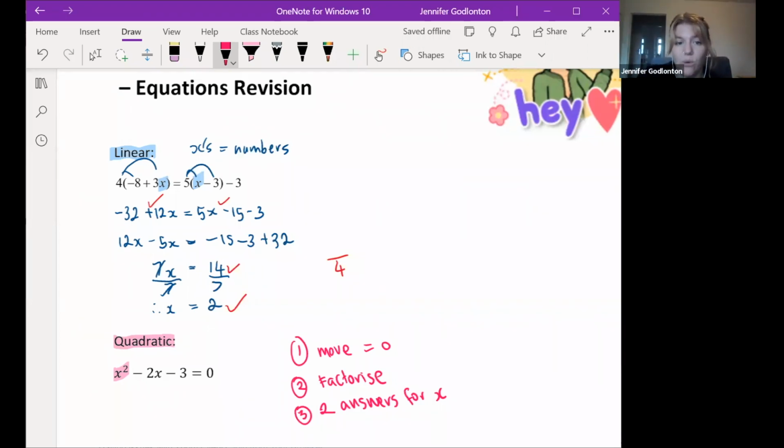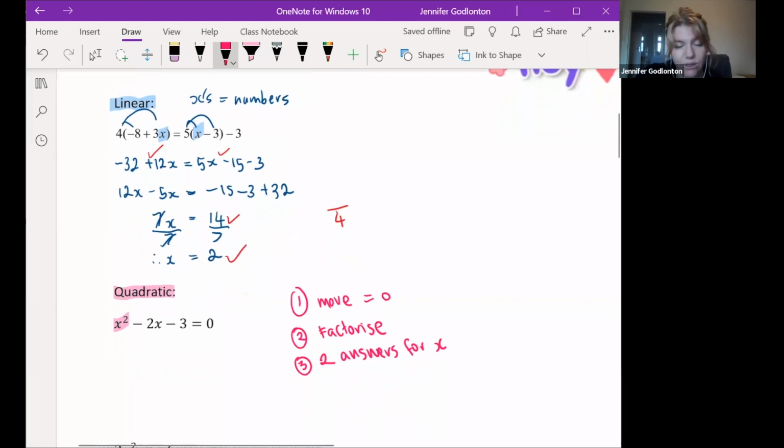In this case, it's already all moved onto one side for you. So you can jump straight to step 2 and step 3. Should be nice and easy. This is a nice, easy trinomial. There's nothing horrible about it. There's no weird coefficients.